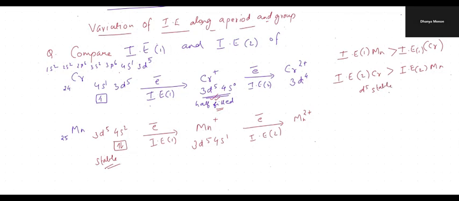So this type of question is very common. Okay, students, I hope you understood. Just check the configuration, and if the configuration is stable, ionization energy will be more, more energy is needed to remove the electron. Now, moving to another question.